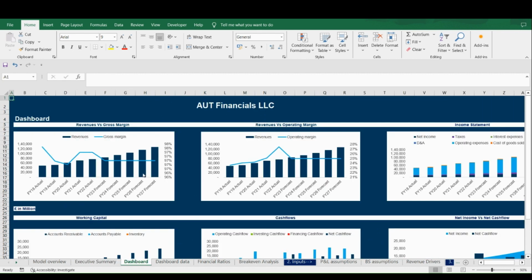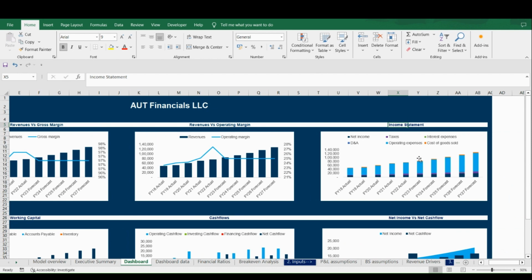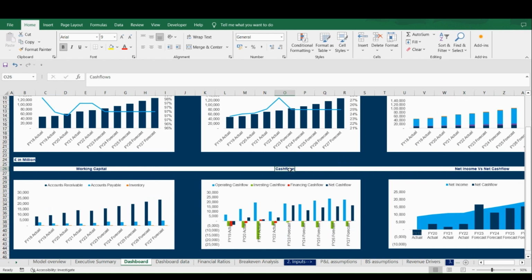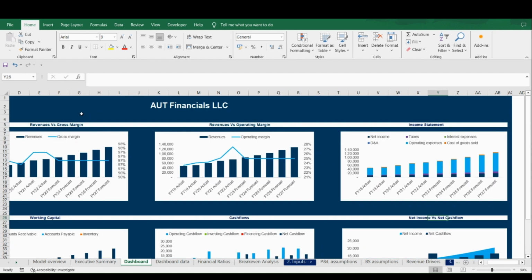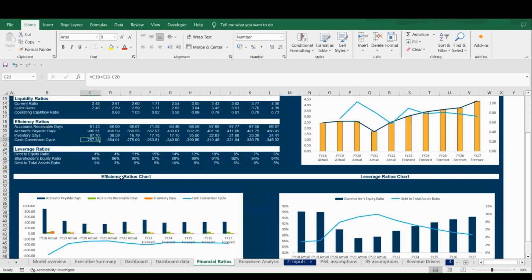Next is the dashboard, in which there are many key parameters that anyone would want to have a look at for analyzing a company. So this includes revenue versus gross margin chart, revenue versus operating margin chart, and your income statement chart. Next, it also has charts on working capital, the cash flow, and net income versus net cash flow. So these are all the important charts that anyone would like to have a look at if they're trying to value a company.